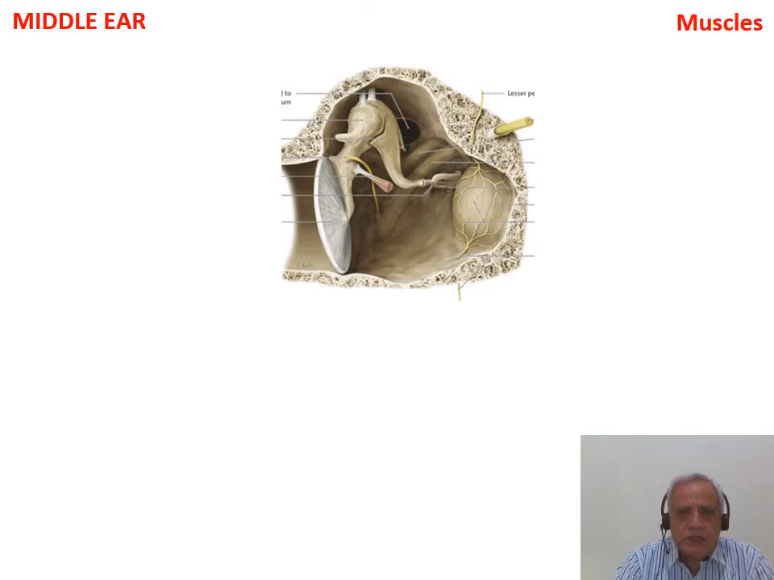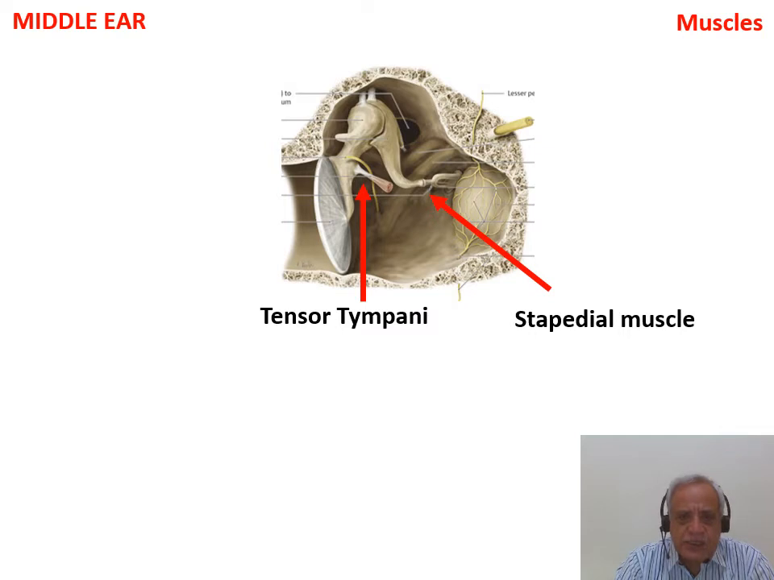Another structure present in the middle ear are the muscles. We have two muscles. One of them is attached to the handle of the malleus and is called the tensor tympani, and the other is attached to the stapes and is called the stapedius muscle.